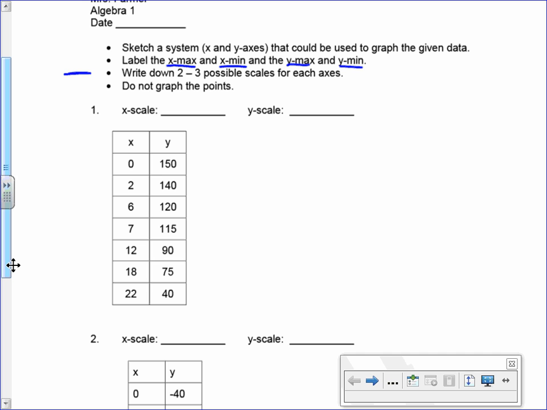We're going to do a couple of these together and then you're going to do the rest of them for homework. Everybody understand? Yes? Okay, so number one, let's think about what we want our max and our min to be. I'm going to do a little picture over here. See this little x and y axis over here? And I want you to notice that there are no negative numbers in my data table. Does everybody see that? Good.